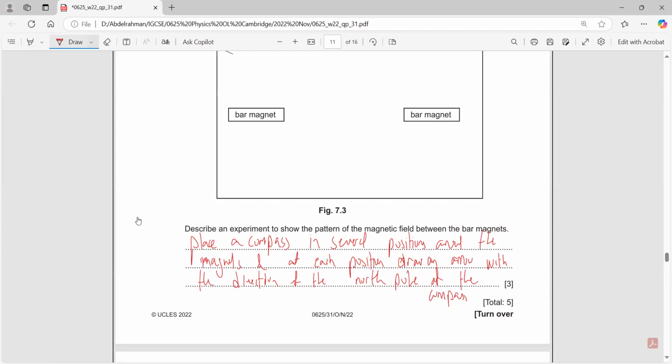Again, place a compass in several positions around the magnet, and at each position, draw an arrow with the direction of the north pole of the compass. And then you can just join the lines when you're done.